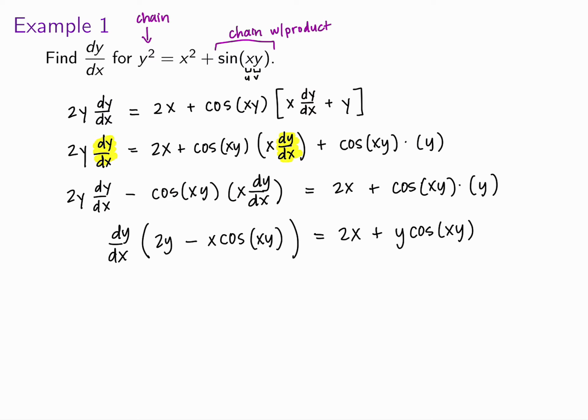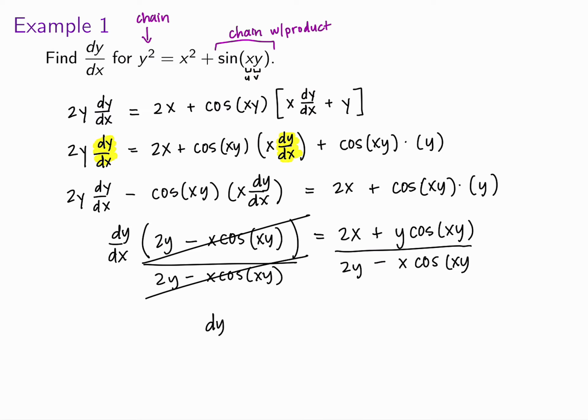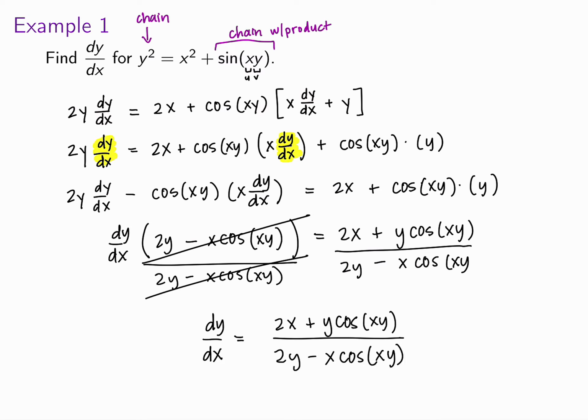All right, now that I have that factored out, I can divide both sides by this 2y minus x cosine xy. And remember, I'm doing this so that I can get dy/dx by itself. So 2y minus x cosine of xy. And these now cancel. And I have finally that dy/dx is 2x plus y cosine of xy over 2y minus x cosine of xy. There we go. There is our dy/dx.